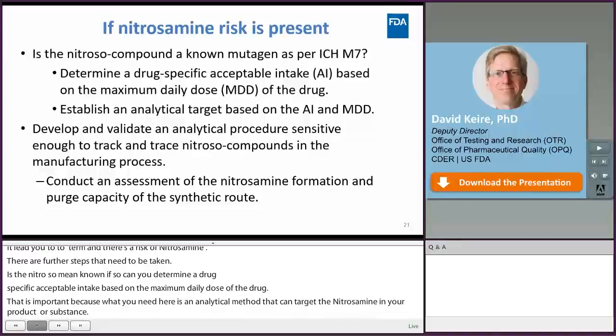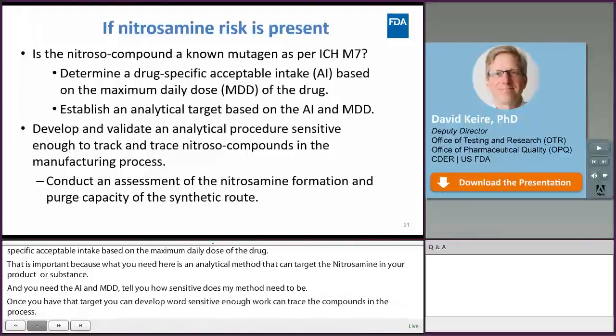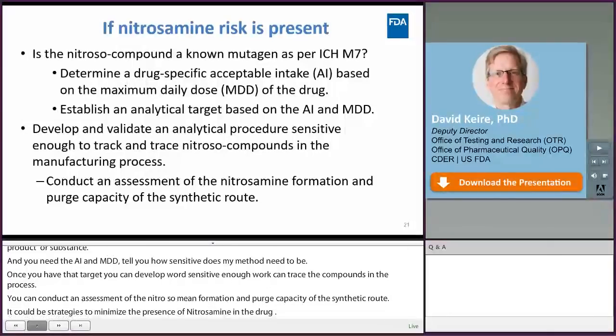Once you have that target, you can develop and validate an analytical procedure that's sensitive enough to track and trace nitroso compounds in the manufacturing process. You can conduct an assessment of the nitroso formation and purge capacity of the synthetic route. And hopefully this would be helpful to establish control strategies to minimize the presence of nitrosamines in the drug. If you have a step very early in the synthesis that leads to the formation of nitrosamines, perhaps there's sufficient purge capacity in the following steps to eliminate them, or at least minimize them to a safe level.